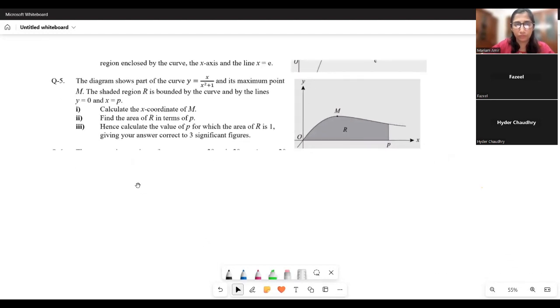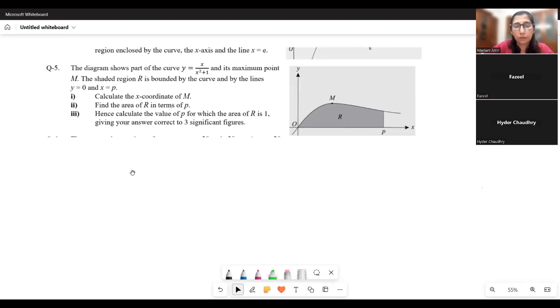Okay, question number 5. The diagram shows part of a curve y equals x upon x square plus 1 and its maximum point M. The shaded region R is bounded by the curve and by the lines y equals 0 and x equals p. Calculate the x coordinate of M.